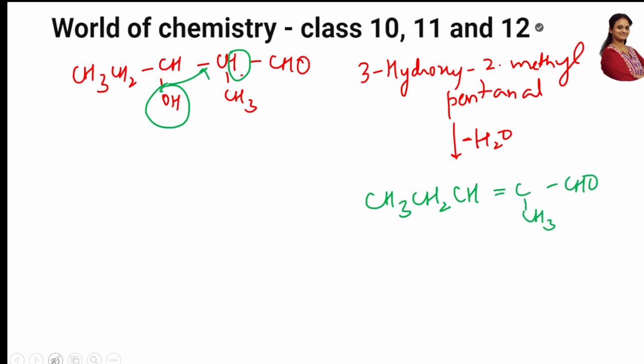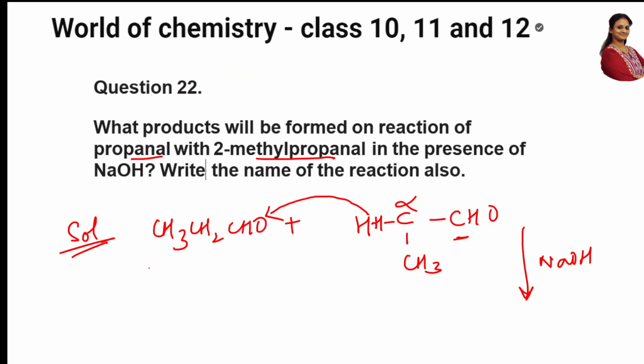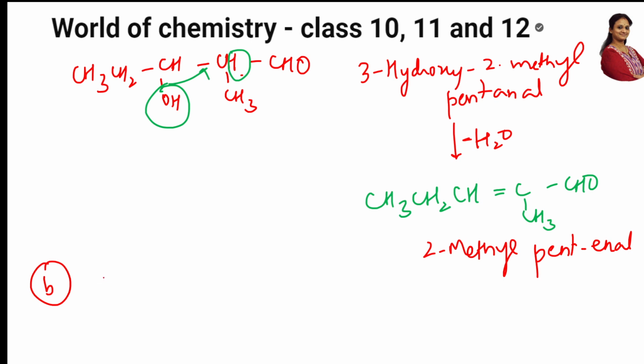Okay, red pen. What is the name of this compound? 2-methyl pentanol. That's all. Easy. So now the same thing I have to do with which one? 2-methyl propan 2 propanol. Okay, same concept. You do it by yourself and give me the answer, what product you get.